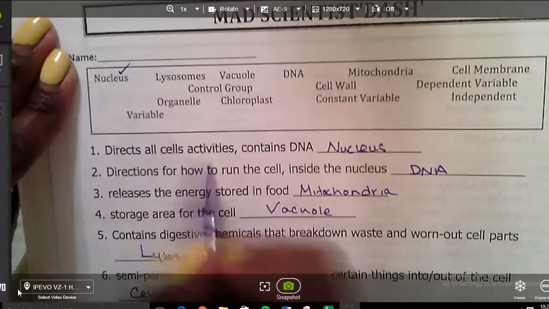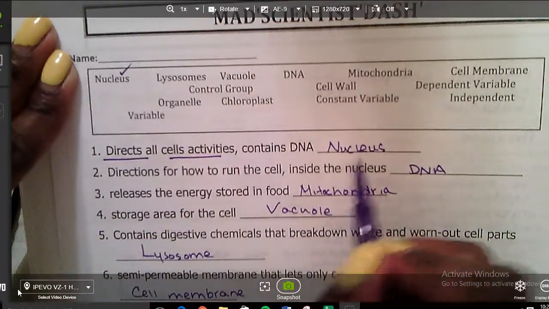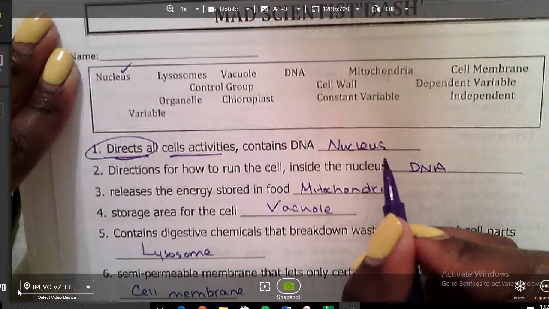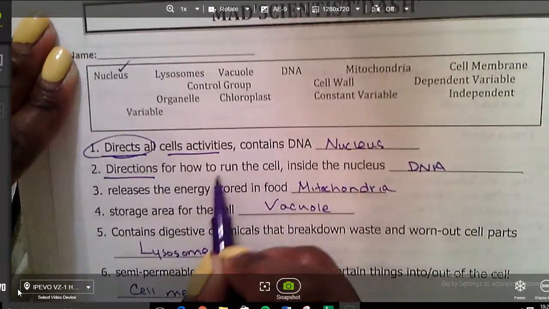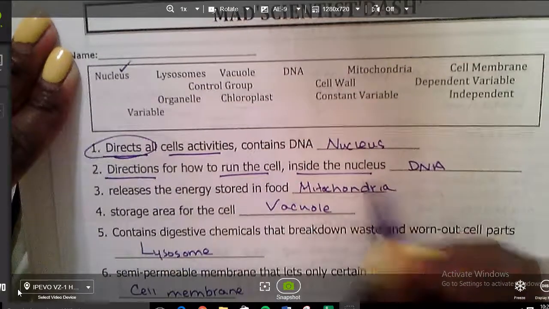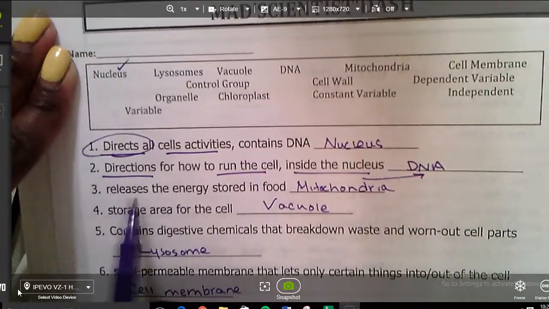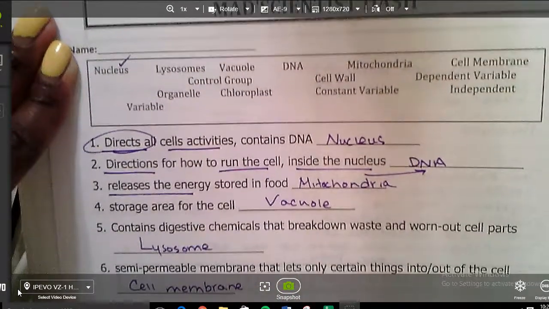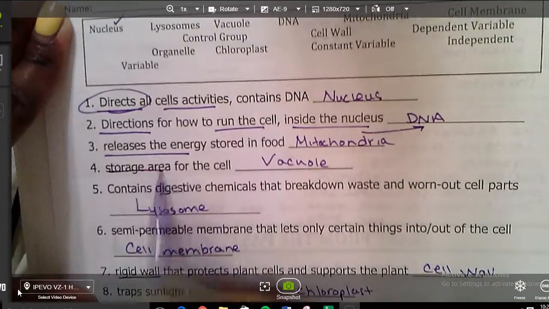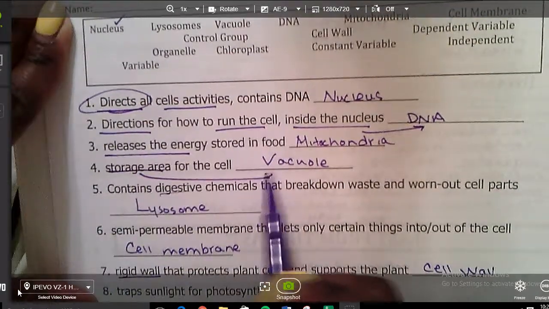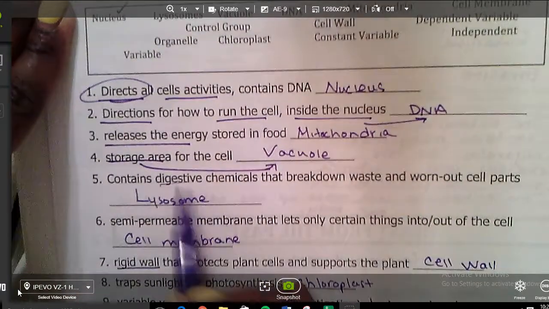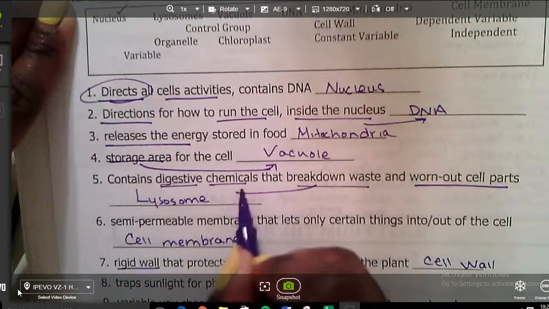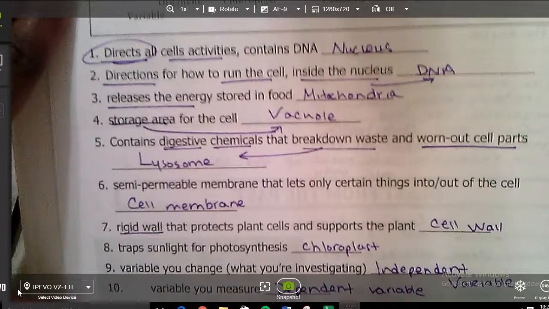All right, we're going to go over our vocab. For number 1, it says directs all cells' activities, contains DNA. We know that's the nucleus. Whenever we see anything that says directs or control center, we always know we're talking about the nucleus. Directions for how to run the cell inside the nucleus, we always know is the DNA. Releases energy stored in food. Anything about releasing energy is always mitochondria, that powerhouse. Storage area for the cell, we can always connect to the vacuole. Contains digestive chemicals that break down waste and worn out cell parts. We know we're talking about the lysosomes, that garbage disposal.